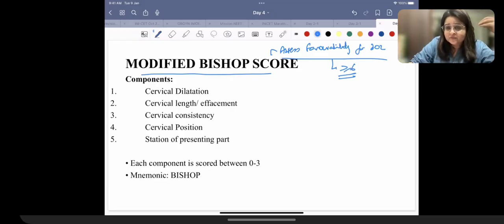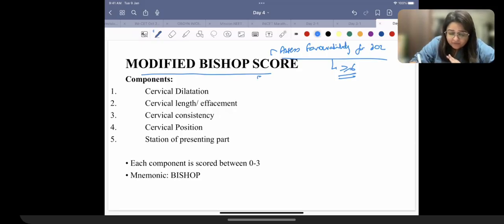You can induce with a Bishop score of 0, you can induce with a Bishop score of 10. It doesn't matter. Your aim is to achieve a vaginal delivery, but it helps you explain to the patient that, see, if your Bishop score is poor, you may take longer to respond. If your Bishop score is good, then your chances of going into labor, I mean, your chances of having a delivery are as good as if you went into spontaneous labor. Yes. So, what are the components of the Bishop score?